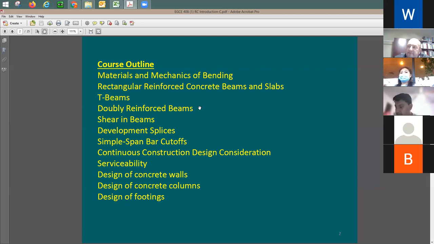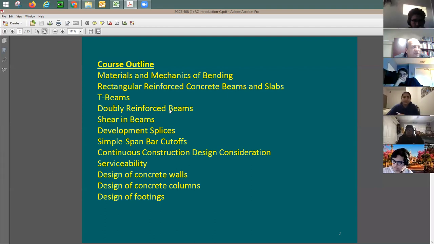If you'd like to design this beam here, in many cases you put reinforcing at the bottom and then you put reinforcing also on the top. When you have top and bottom, we call them doubly reinforced beams. So it is still a beam, but just about the distribution of the reinforcing. Also, we need to design this beam to resist moment and shear. So we're gonna have a section or a topic on shear design of reinforced concrete beams.